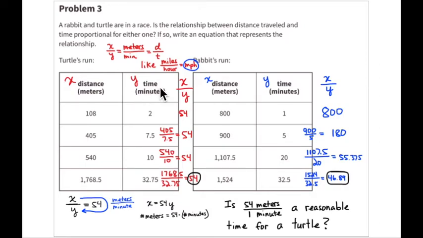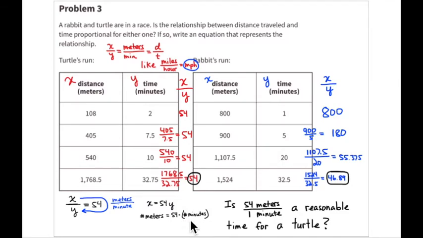meters per 1 minute. And so you get down to here, and you see that the x value is always 54 times the y value. So whatever x is, that's going to be 54 times y. So 54 times 2 is 108. So x is 54 times y. So that's the equation. The number of meters is equal to 54 times the number of minutes.